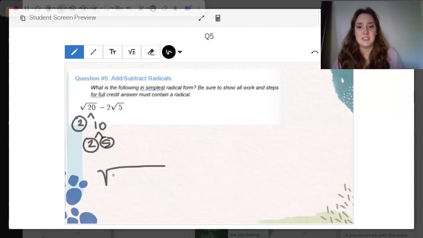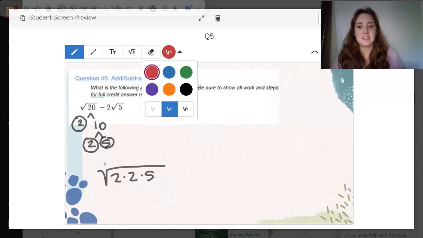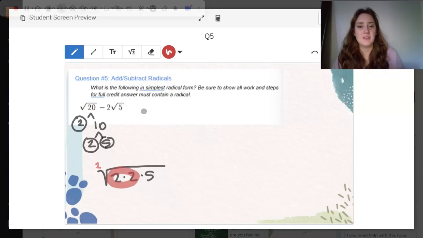Same as question number 3. We're going to list them out: 2, 2, and 5. Our index, once again, is 2. Looking for a group of 2 of the same number. Bam, there it is. 1 cancels, the other leaves the radical. So cleaning up rad 20 is going to leave us with 2 rad 5. So 2 rad 5, and it was 2 rad 5 minus 2 rad 5. Ooh, this was an interesting one.